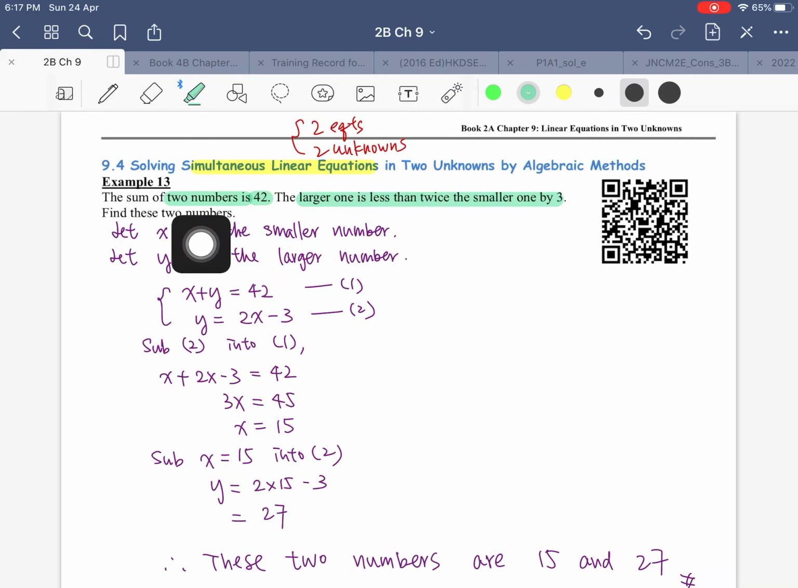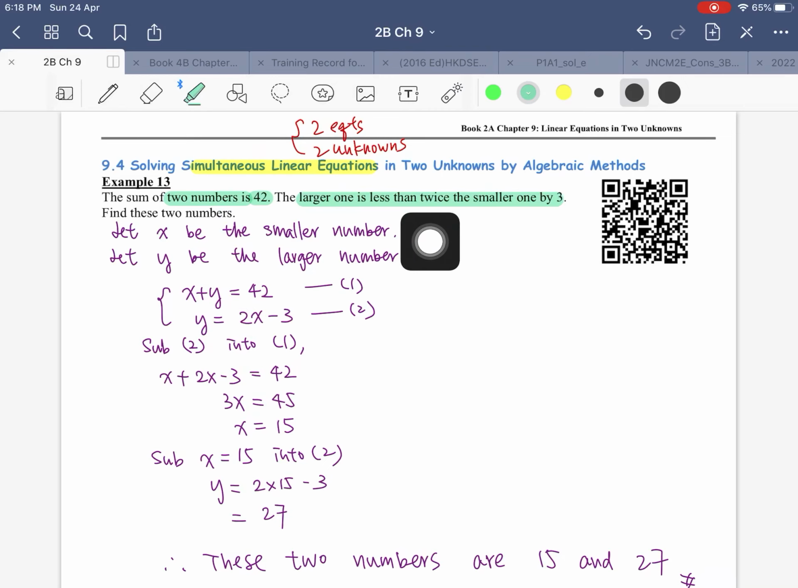So step 1 is to let two unknowns be the two things in the question. Step 2 is to look at the question. There is information for you to set up two equations. The first one is the first sentence: the sum of two numbers is 42. Sum means 總和, so add up the sum. That means x plus y equals 42. Then you will get one equation.